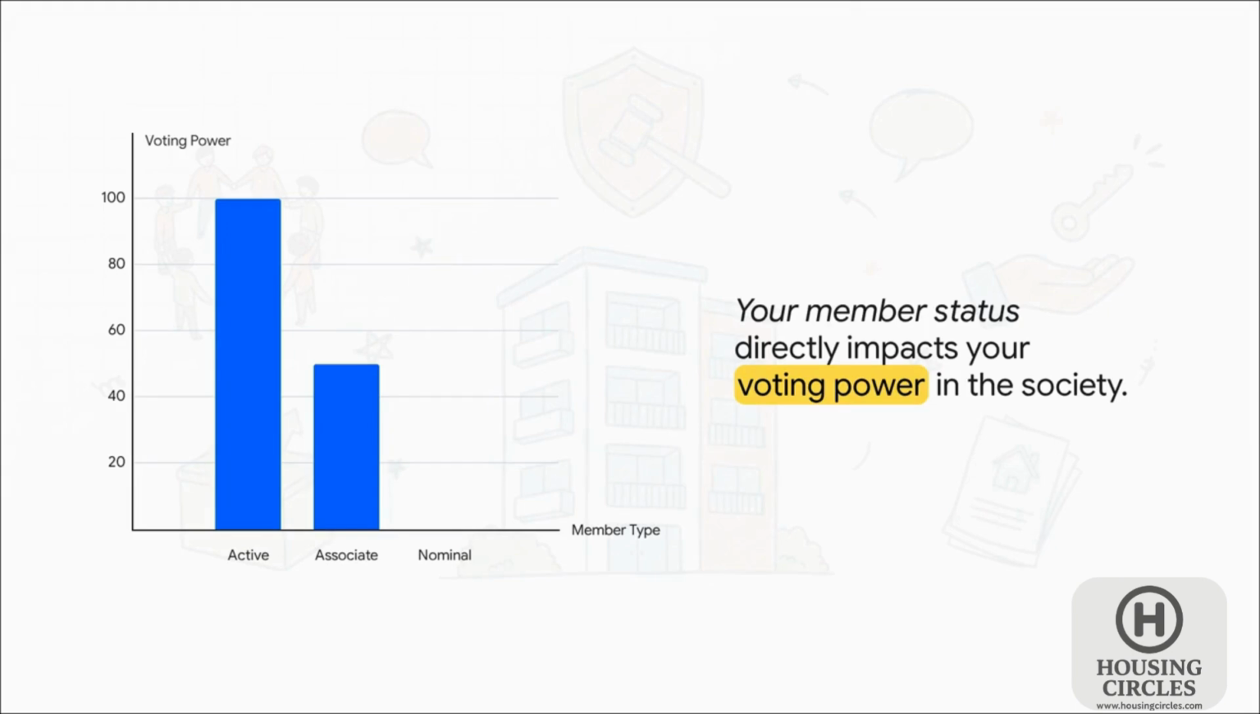It all boils down to voting power. Look at this. Active members, they have all the power. Associate members can vote, but only if the active member isn't there. And nominal members, they get zero say in how the society is run. Your status literally determines your influence.